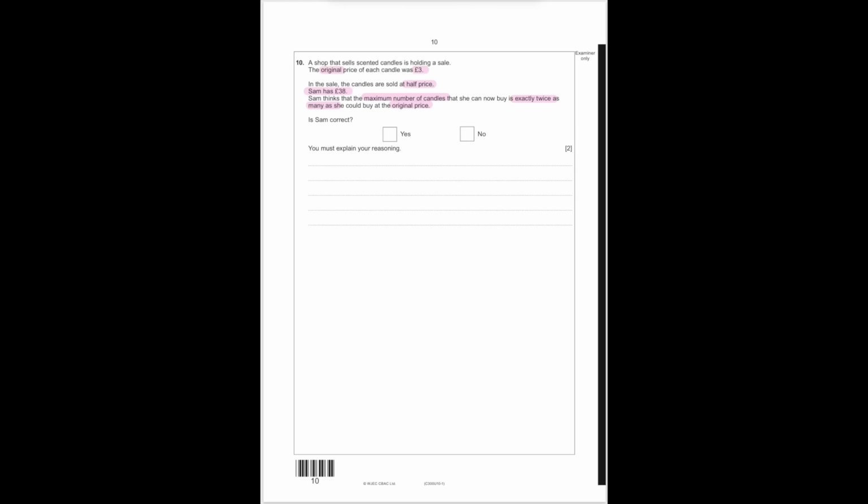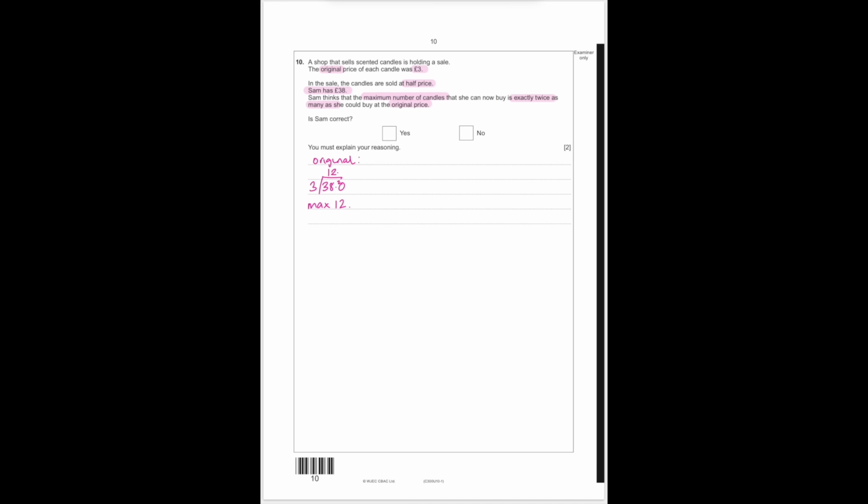Okay, so if we're working with the original price, at £3 each, she has £38. We would do 38 divided by 3. So 3's into 3 is 1. 3's into 8 is 2. We do have a remainder, so we're going to pop that there. Remainder is 2. So 3's into 20. We could continue that, but the maximum she could buy at the original price with £38 would be 12. Okay, so maximum she could buy would be 12 because you can't buy point something of a candle.